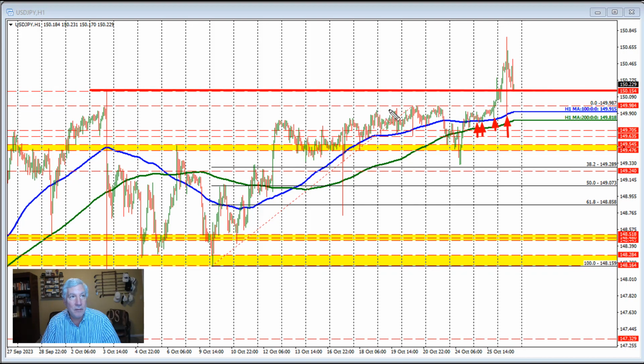If we do move below that level, then you can expect that we go back to the 150 level, maybe even the 100 and 200-hour moving averages, and try that idea again. It would take a move below the 150 level, below the 100-hour moving average, below the 200-hour moving average to open the door to further downside. Anything is possible, but the first level is the 150.15 level, which again corresponds with the early October high.